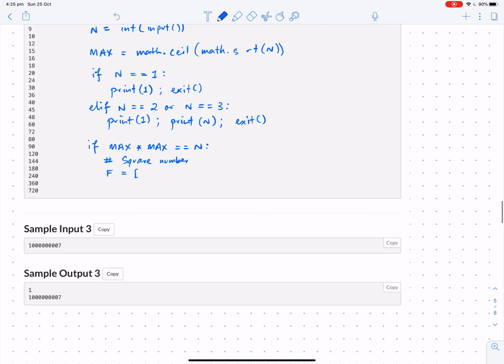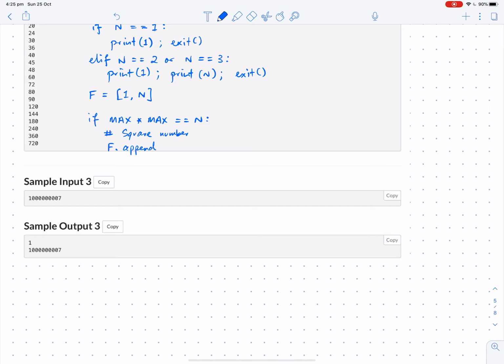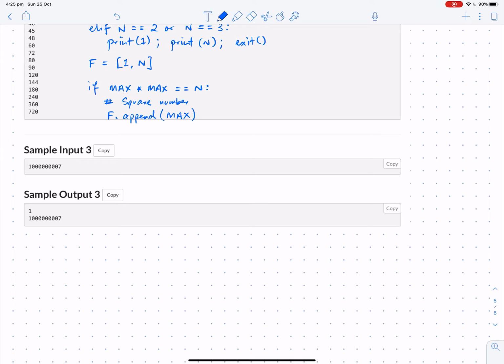Okay, I don't have the factors yet, do I? Let's start my factors with the number 1 and n. And then if I have a square number, then I'll go f dot append max. Right, so we've put the square root in. So if n was 25, we've just put in 5, and we've got 1, 5, and 25. If n was 100, then we've got 1 and 100 and 10.